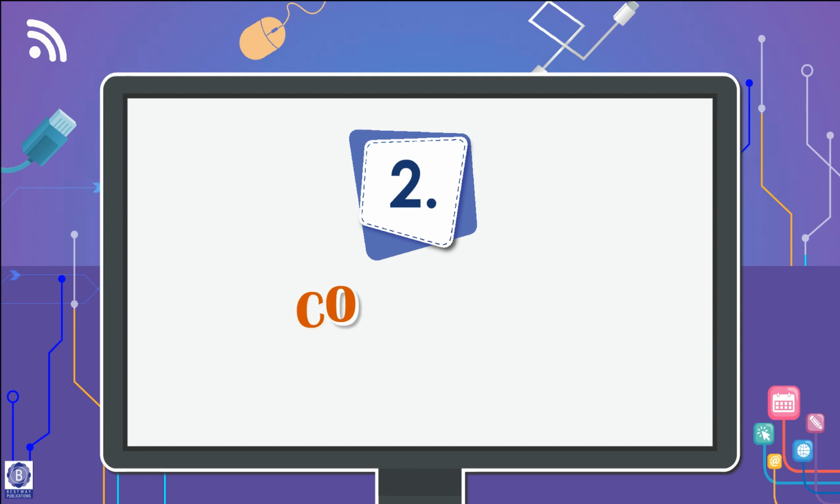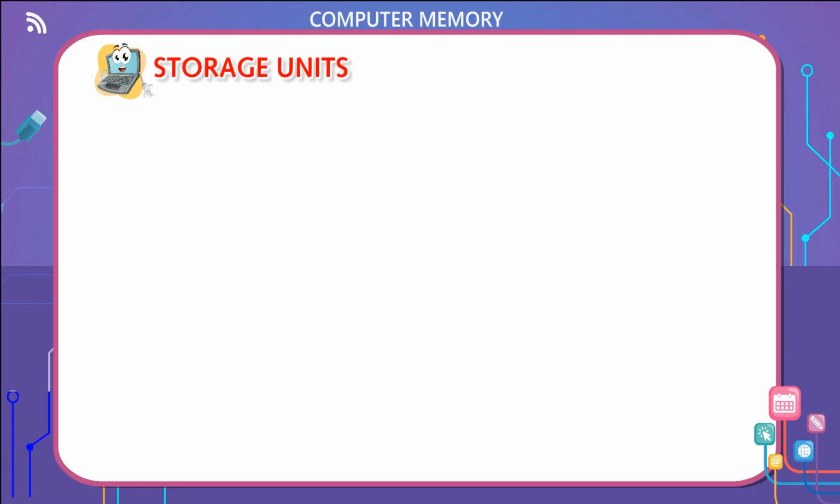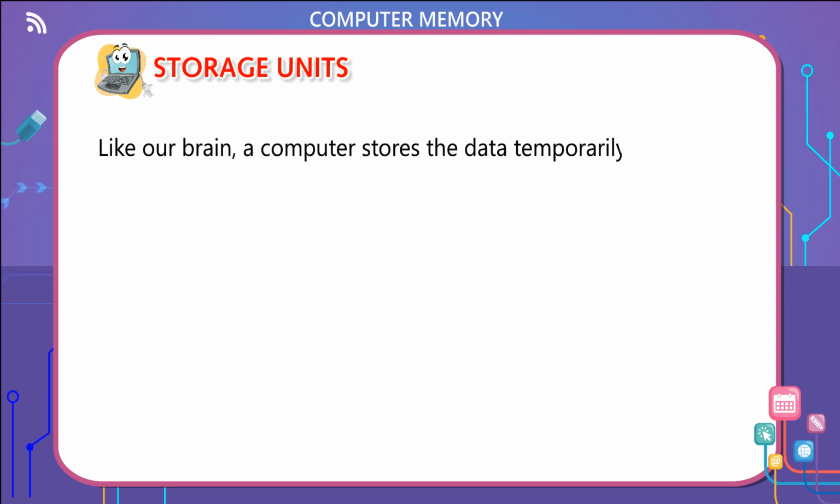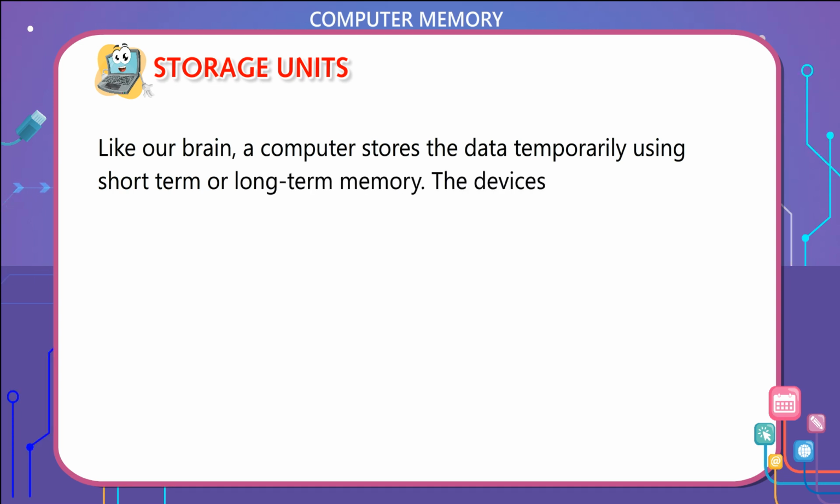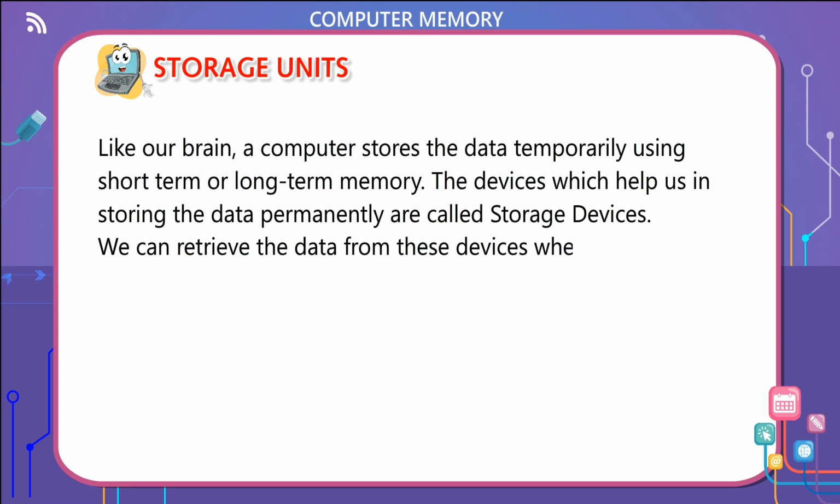Lesson 2. Computer Memory. Storage units. Like our brain, a computer stores the data temporarily using short-term or long-term memory. The devices which help us in storing the data permanently are called storage devices. We can retrieve the data from these devices whenever needed.